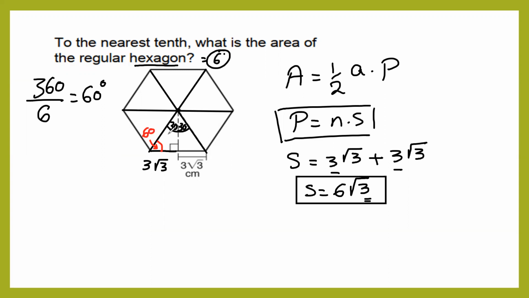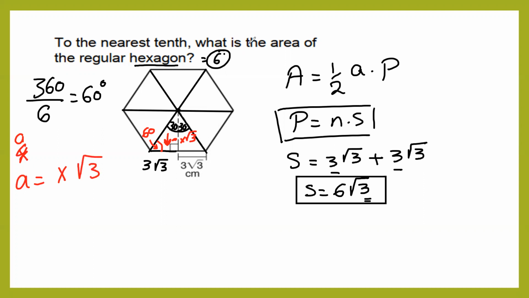So the opposite to the 30 is 3 square root of 3. What is the opposite to the 60? The opposite to the 60 is x square root of 3. What is the x in this case? The opposite to the 30 is x, which is 3 square root of 3, and the apothem here is x square root of 3.